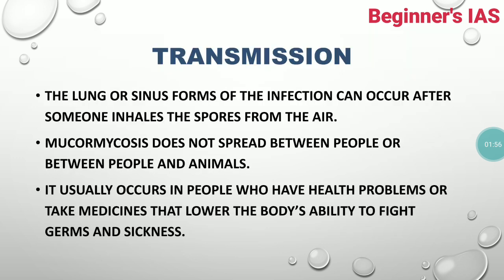etc. Next, let us see about transmission. Mucormycosis does not spread between people or between people and animals. The lung or sinus form of the infection can occur after someone inhales the spores from the air. It usually occurs in people who have health problems or take medicines that suppress the immunity, that is, lower one's body's ability to fight germs and sicknesses.